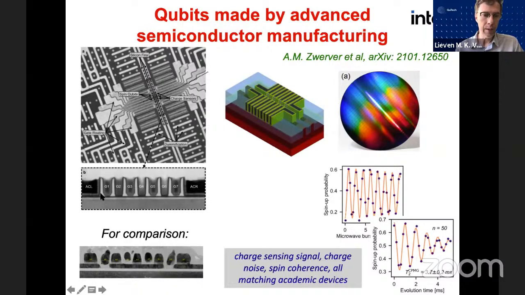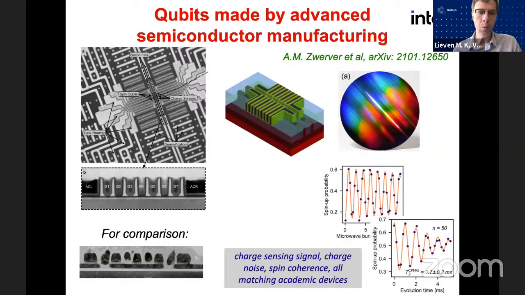Just look at the gate pattern here, looking at this cross section, and compare it to a typical gate pattern that we fabricate in our clean room. And we have a good clean room. That's not the problem, but it's just a different approach, different technology.